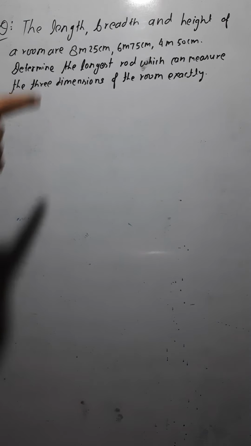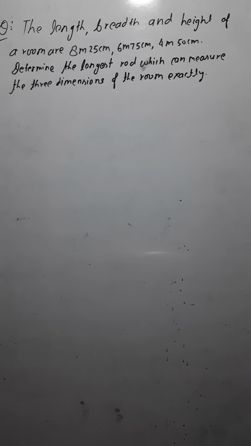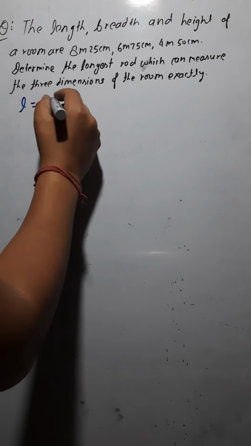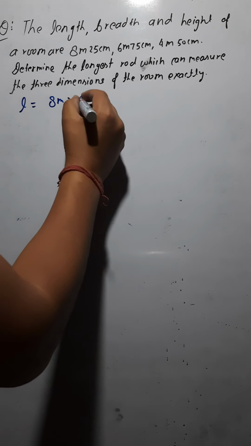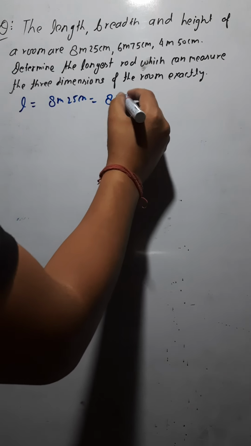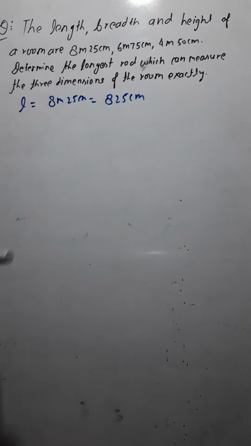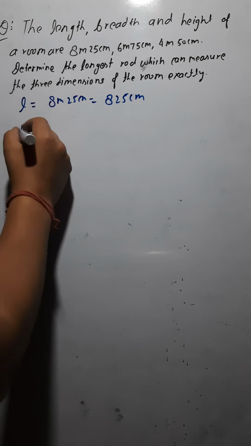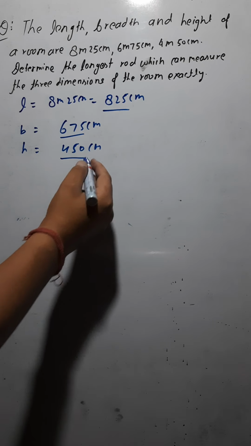Before finding it, let me change the unit first. What is the length here? The length is 8 meter 25 centimeter, so I can write it as 825 centimeter, because 1 meter is 100 centimeter. So this is the length. Similarly, the breadth is 675 centimeter and the height is 450 centimeter. So now you have the three dimensions: 825, 675 and 450.